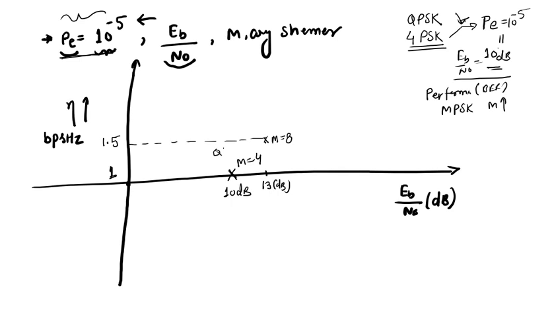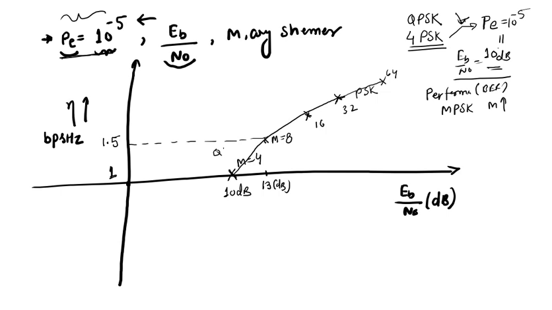Similarly, for 16, as you increase M, as I told you, the performance of the MPSK system becomes poor. It means you need more power in order to get the same probability of error. Therefore, you will get this type of curve, right? And this curve is for PSK.